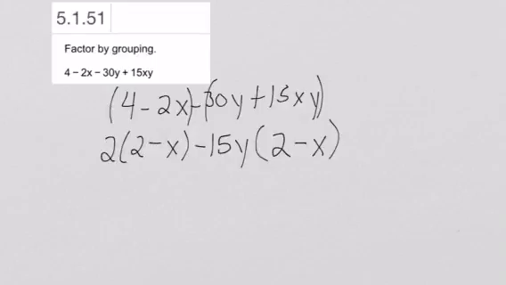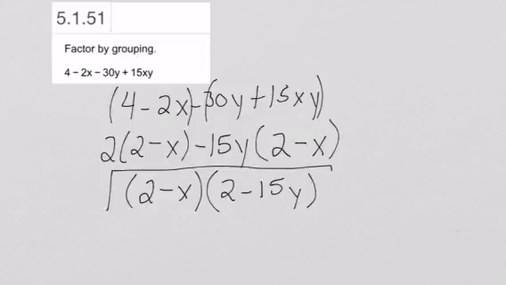Now again, your goal for factor by grouping is, once you group them and then factor out, you want what's in parentheses to be the same. And here I see it is, so 2 minus x becomes my first factor. And your second factor is what you're left with. I'm left with a 2 minus 15y. And there's nothing else I can do there. There's no more factoring that needs to be done. And that's my final factored answer.